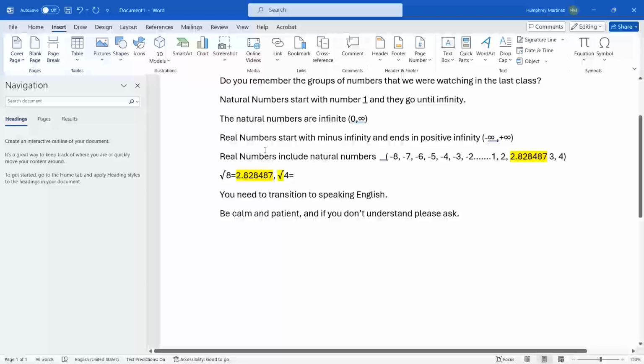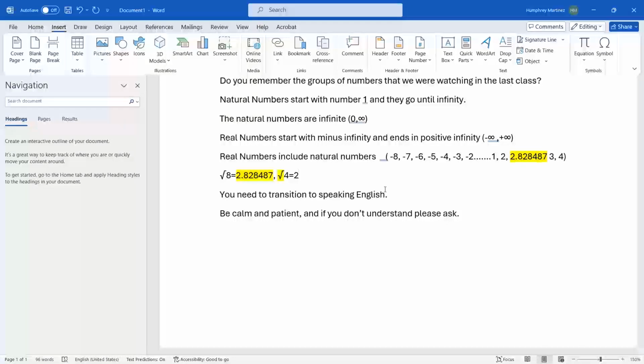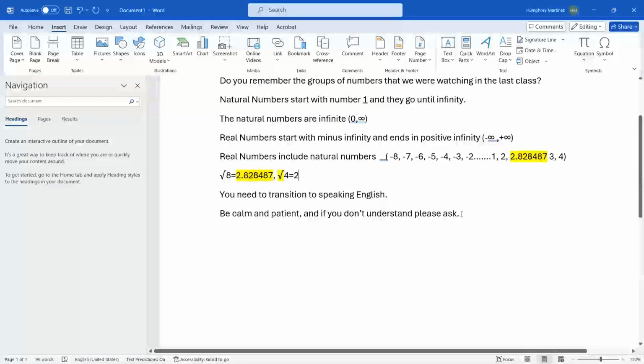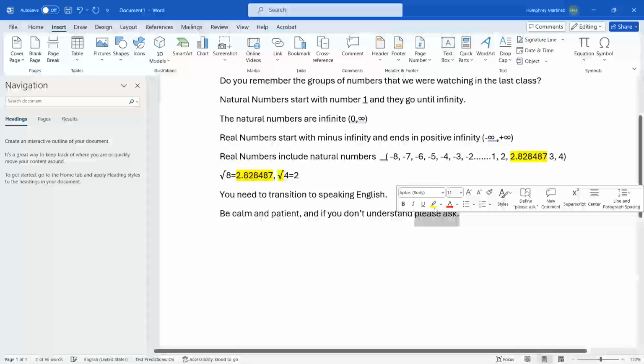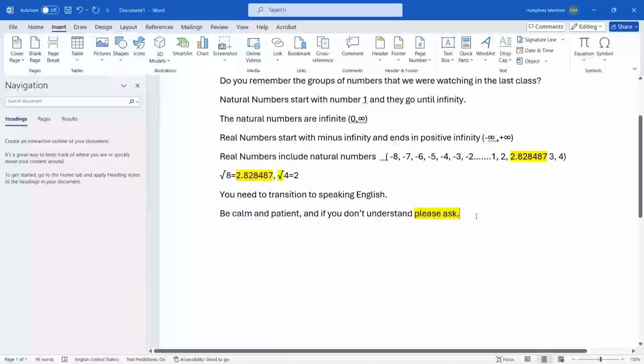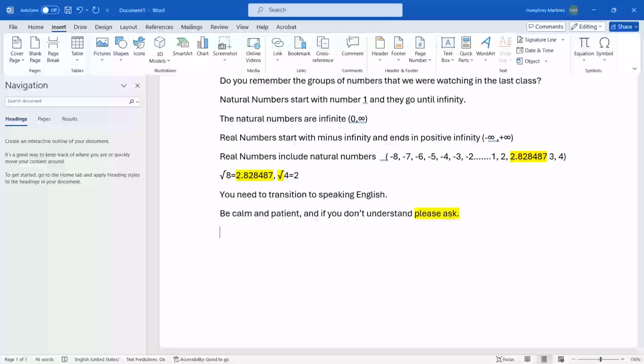Dos. Two in English. We are transitioning from Spanish to English. Then you have to answer in English, two, okay? And in the mathematical part it's going to be a little bit more difficult, but we are not going to see things that are very difficult. We are going to see things that are to your level, more or less. And remember, if you don't understand, please ask.